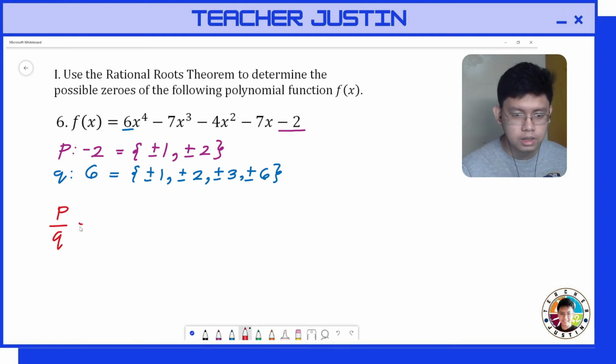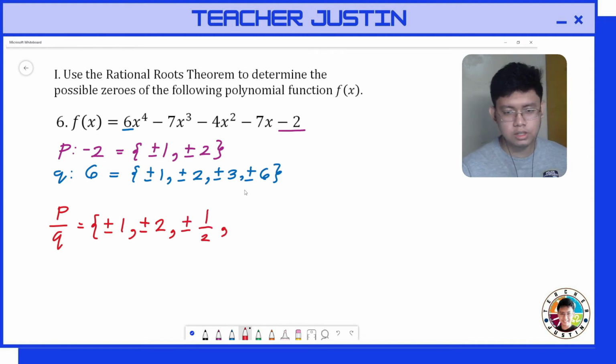Let's start with dividing our factors of p by 1. So, 1 divided by 1 is ±1. 2 divided by 1 is ±2. Next, let's divide the factors of p by ±2. So, we have 1 divided by 2, that will give us ±1/2. Let's divide 2 divided by 2. That is ±1. No need for us to rewrite ±1 because we already have a value of ±1 here.